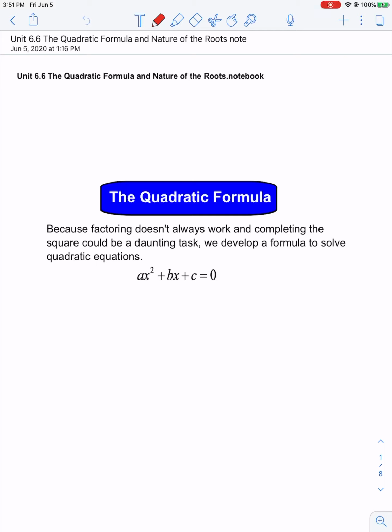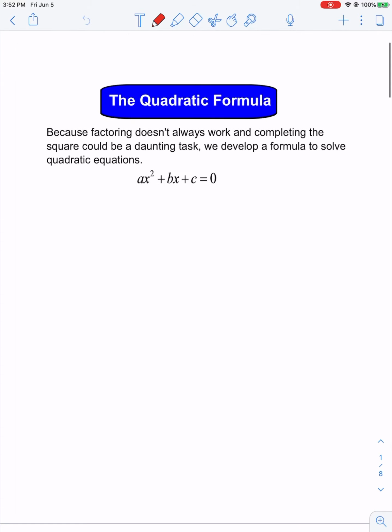Right, welcome to Unit 6.6, the quadratic formula and nature of the roots. As I said in the last lesson at the very end, trying to solve a quadratic equation by completing the square can sometimes be a very daunting task. And so we have another tool for our tool belt to be able to solve a quadratic equation. Because factoring doesn't always work, we talked about that before.